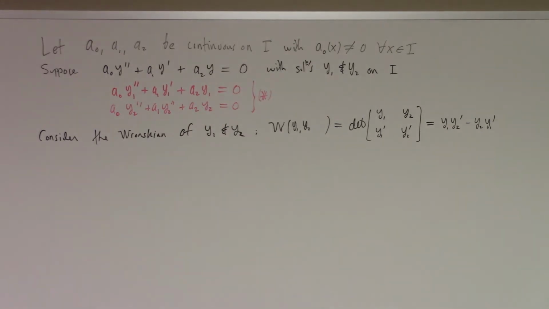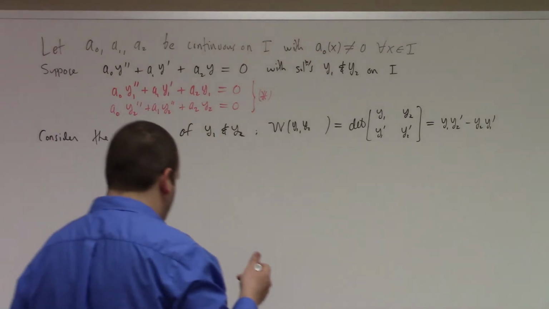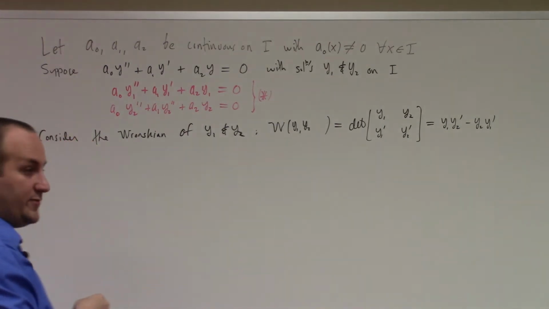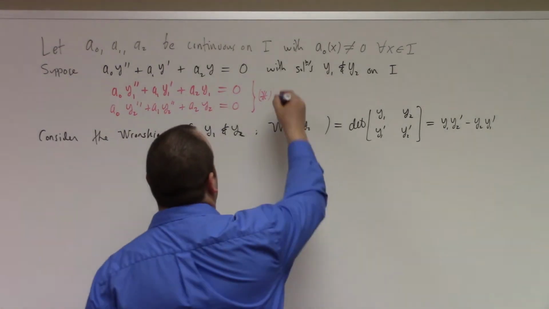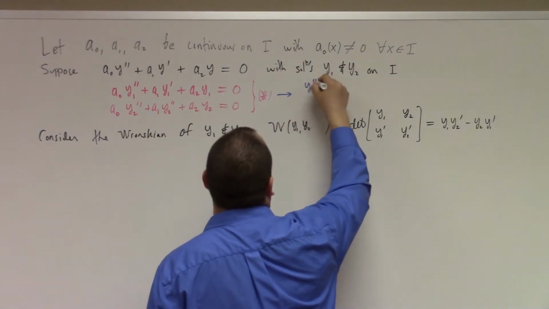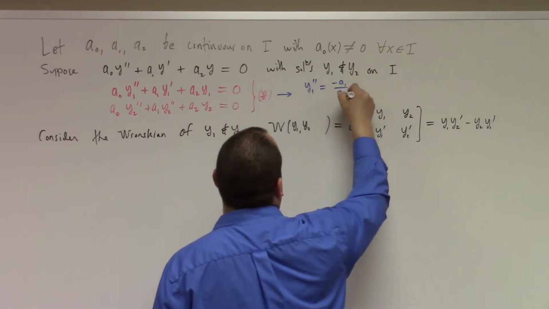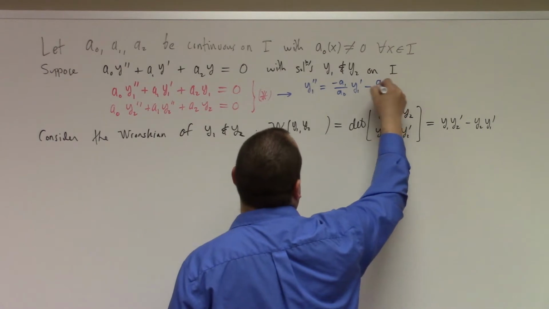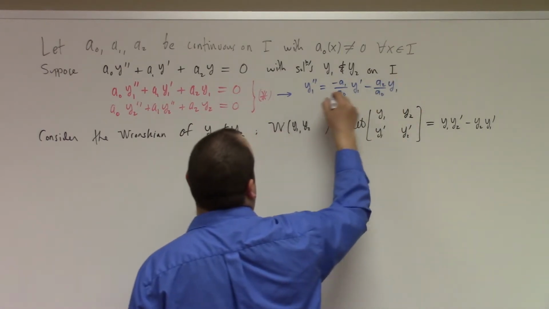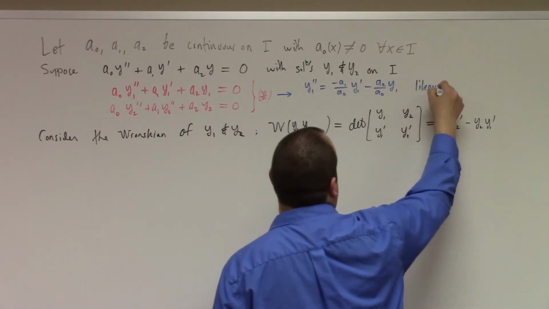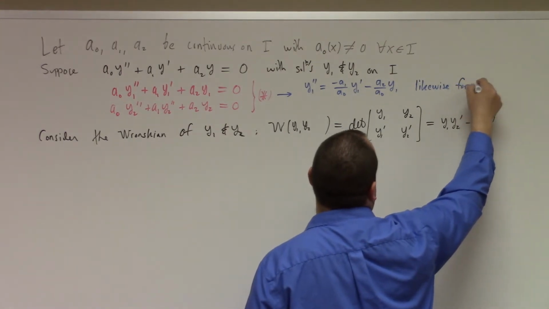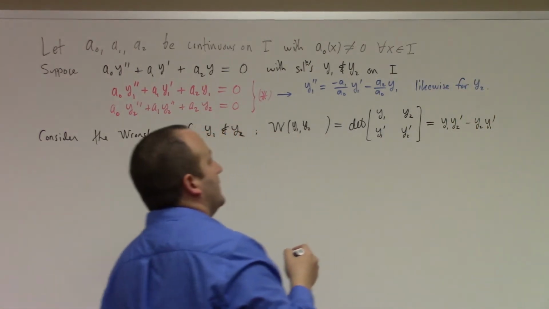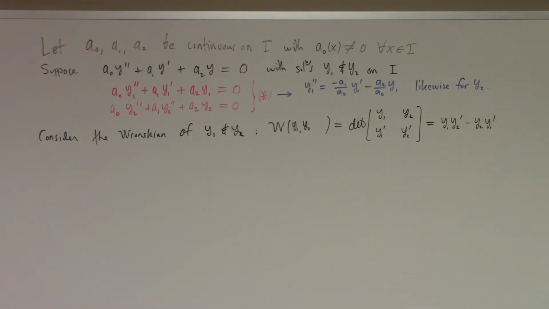Now then what? Well, I can take those equations and solve them. I should have taken star one step further. I can solve these for y1'' and y2'', which we need for the step that follows. So y1'' is what? It's minus a1 over a0 y1' minus a2 over a0 y1. Why can I do that? Because a0 is not equal to 0 for all x in the interval, I get this identity at each point in the interval I of consideration.